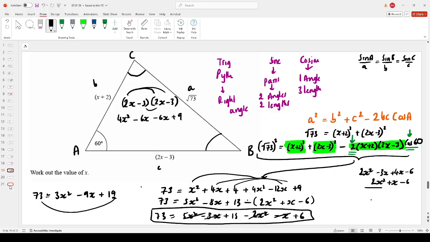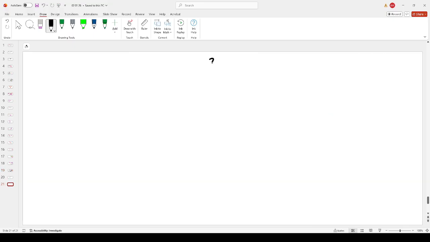Good. So 3x squared minus 9x minus 54 equals 0. Is everything divisible by 3? I believe they are. Is that okay, guys? So now I can factorize it. Is this factorizable? 6 times 3. Is it 6 times 3? X is minus 6 and x is plus 3.